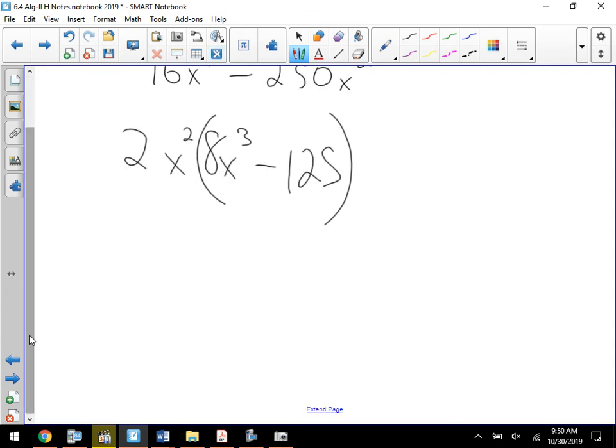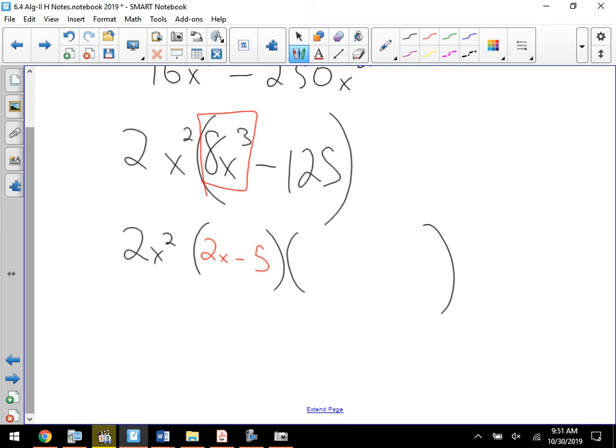So there's no equal 0 here, is there? So this 2x squared has got to come along for the ride. I know I'm going to have a trinomial and a binomial to multiply out. So 8x cubed: what's the cube root of 8? What's the cube root of x cubed? X. So the cube root of 8x cubed would be 2x. Cube root of 125? 5. And remember, this sign stays the same.